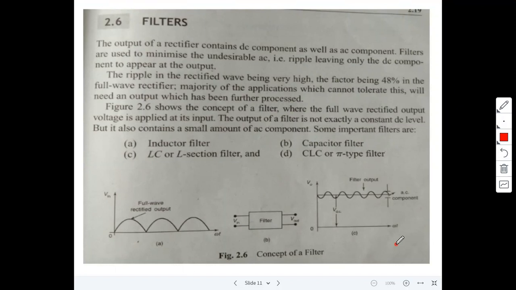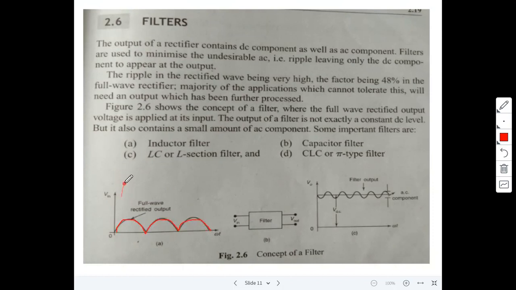Now another topic in second unit is filters, right? What is meant by filter? Why are we using filters in rectifier circuits? Okay, consider the full wave rectifier. Okay, this is the full wave rectifier output. Positive cycle repeats continuously.